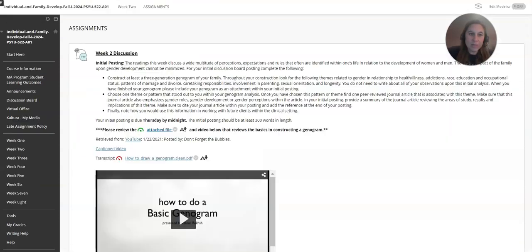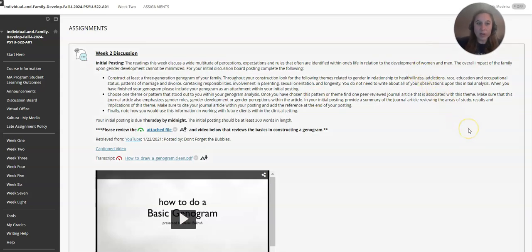Okay, in the assignments folder, you will find your assignment for the week. It denotes that we're going to be talking about perceptions, expectations, and rules that relate to the development of men and women, and how the impact of the family upon gender development can't be minimized.